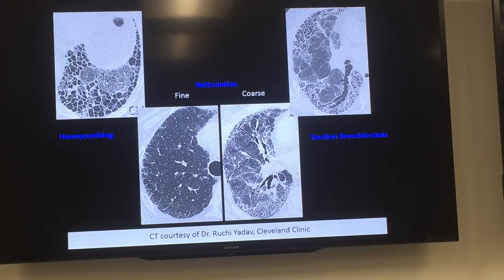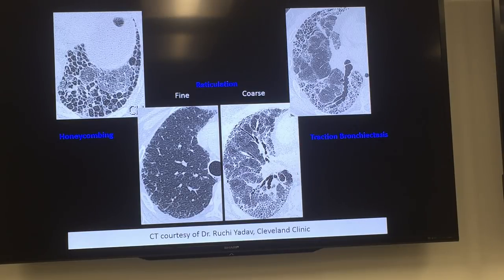And this is what the radiology looks like. On the top left, you see honeycombing. Is that clear to everybody? They make cysts. The cysts tend to be in the periphery of the lung. They are different to radiologists. They can tell these cysts from the cysts of, let's say, lymphangioleiomyomatosis. So they look different, but there can be confusion on radiologic grounds between this and other things like traction bronchiectasis. But honeycombing is one of the main findings in UIP from a radiologist's point of view.